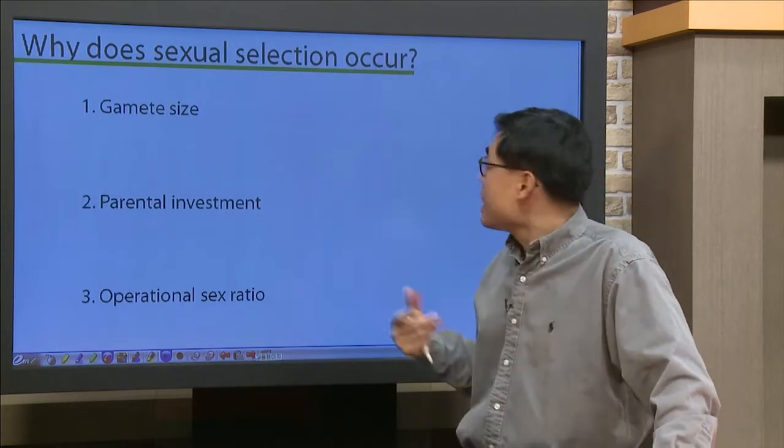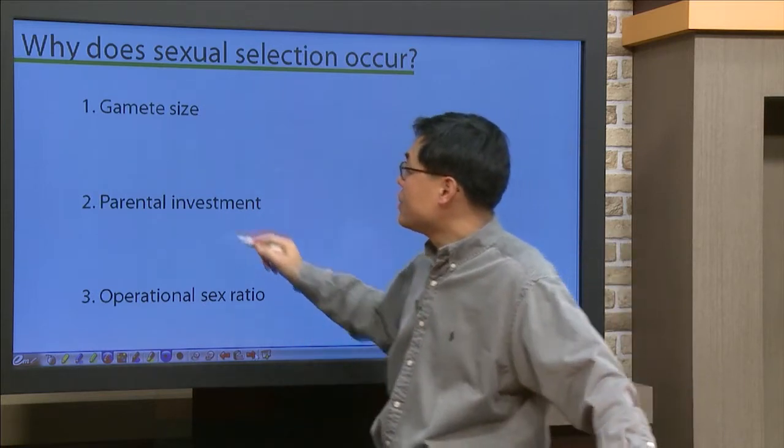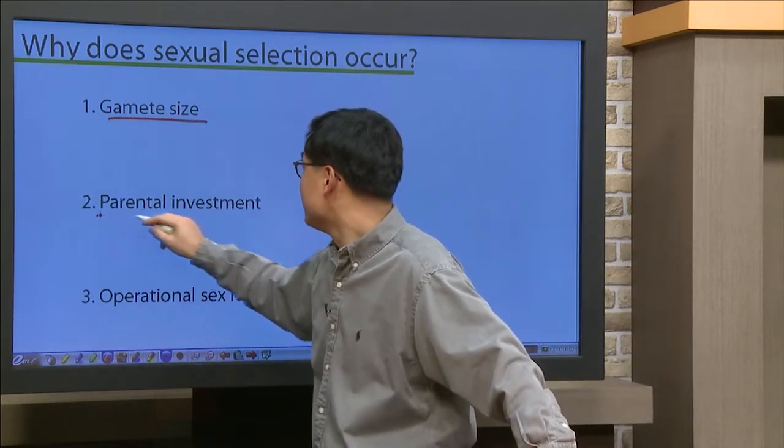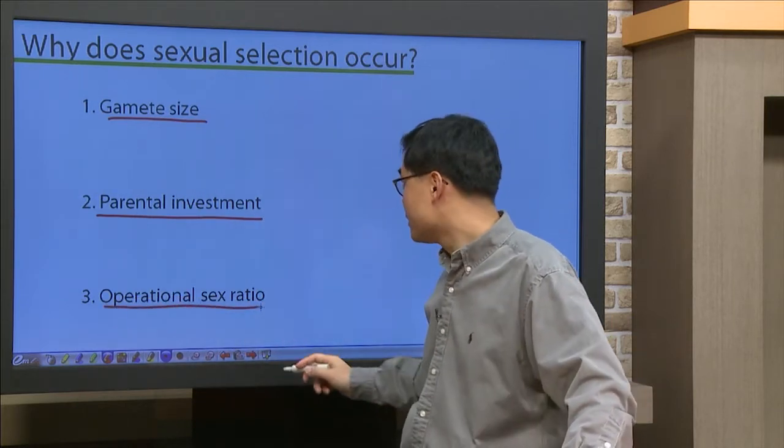Now, why does sexual selection occur? We explain it with these three components. First is the gamete size, then parental investment, and the operational sex ratio. Let's look at the gamete size.